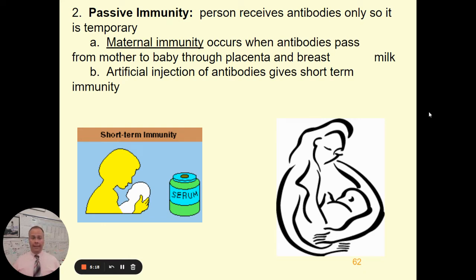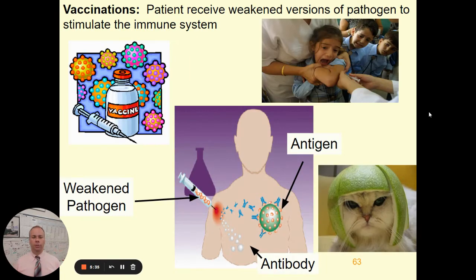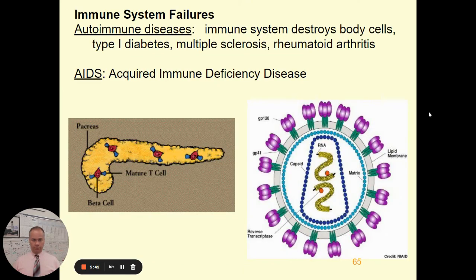Immunity can also be passed on from one person to another. Nursing mothers can pass on antibodies through milk into their babies. You could also have injections of antibodies that can give a person short-term immunity from a disease. Okay, again, we talked about vaccines just previously.